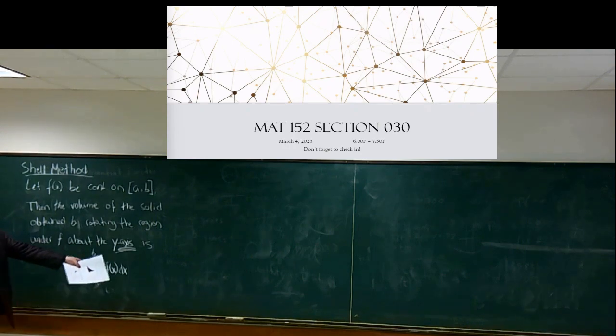So notice, rotating about the y-axis, the independent variable is x. For the shell method, you use the opposite independent variable. Rotating about the y, you're writing it in terms of x. If you rotate about the x, you write it in terms of y. This is going to be used when the function is really complicated, and you cannot solve x in terms of y.